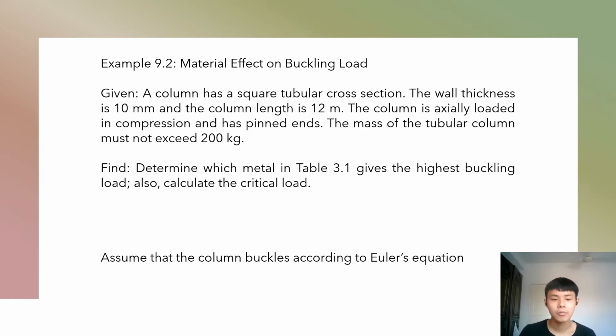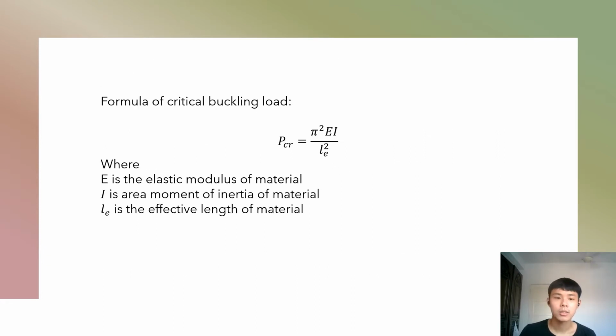First of all, let me analyze the column according to the Euler equations. We use this formula to calculate our critical buckling load: P_cr is equal to pi squared E times I over L_e squared. E is the elastic modulus of the material, I is the area moment of inertia, and L_e is the effective length of the column.